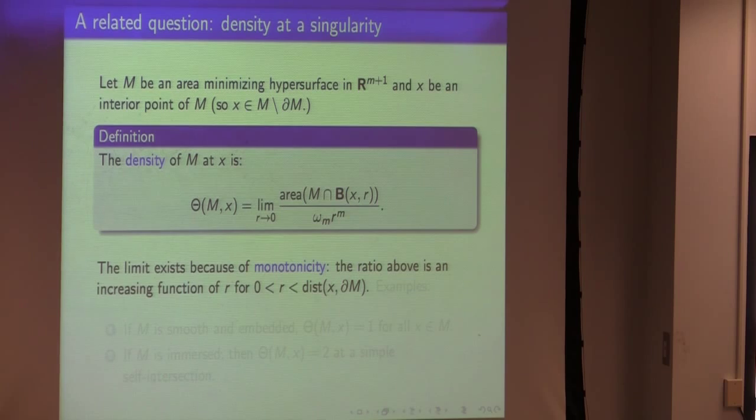And by the way, much of what I'll say at the beginning, I've said area minimizing and hypersurface, but what I've said so far doesn't have to be area minimizing; it could just be a critical point for the area functional. And it doesn't have to be a hypersurface, it could be general codimension and so forth. The reason I said area minimizing and hypersurface is because that's the category in which we can prove something interesting.